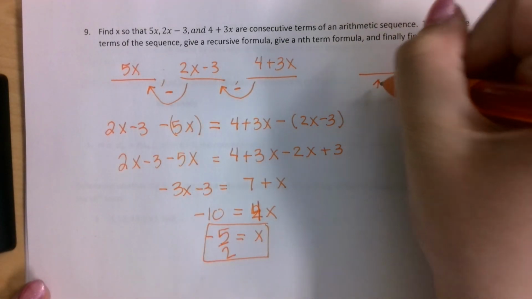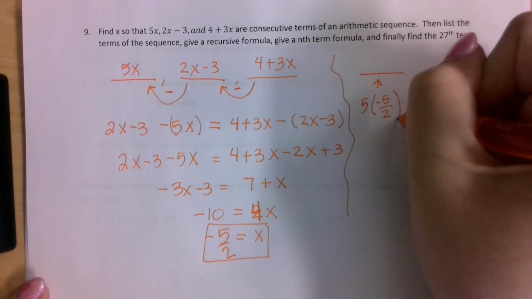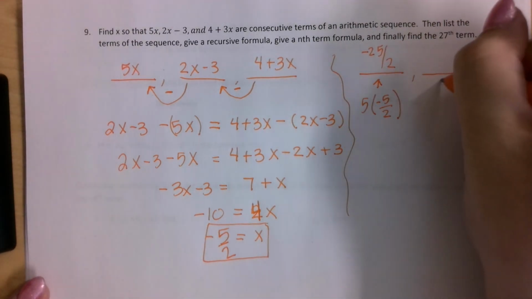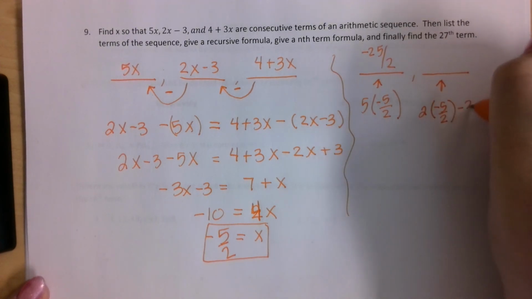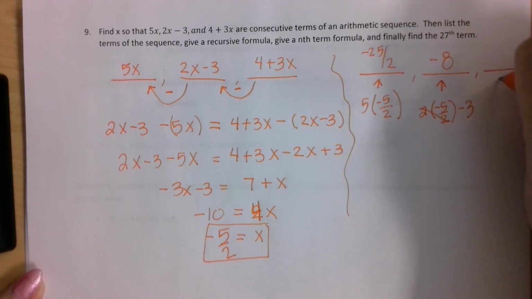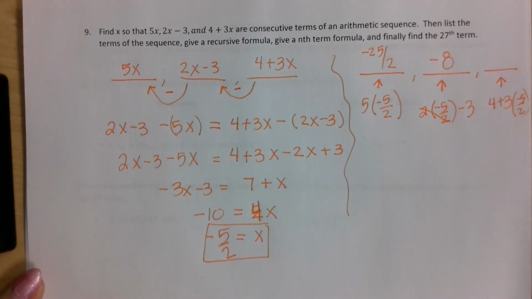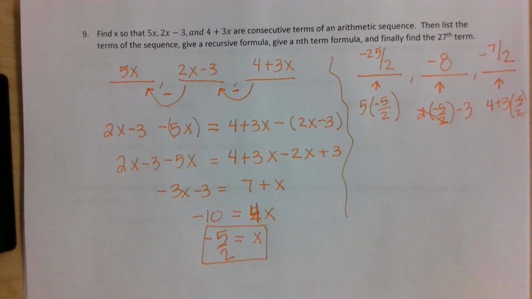So the first term is going to be 5 times the x, which is negative 5 over 2, which would be negative 25 over 2. The second term in the sequence would be 2 times x minus 3, which would be negative 5 minus 3, negative 8. The third term in the sequence is 4x plus 3, which is 4 times negative 5 over 2 plus 3, which ends up being negative 7. So those are our first 3 terms in the sequence.